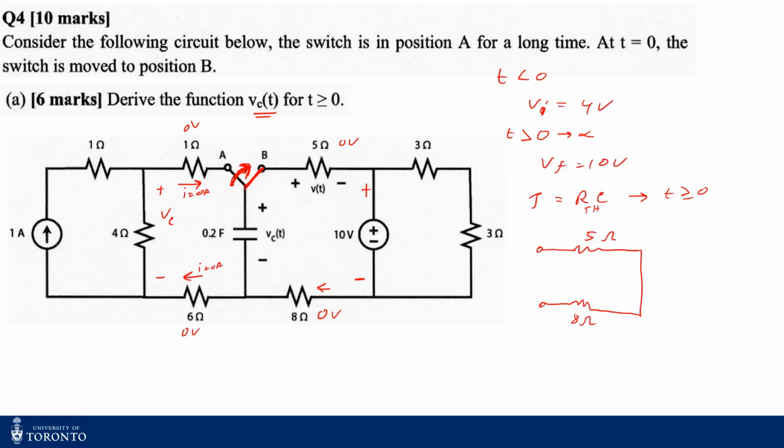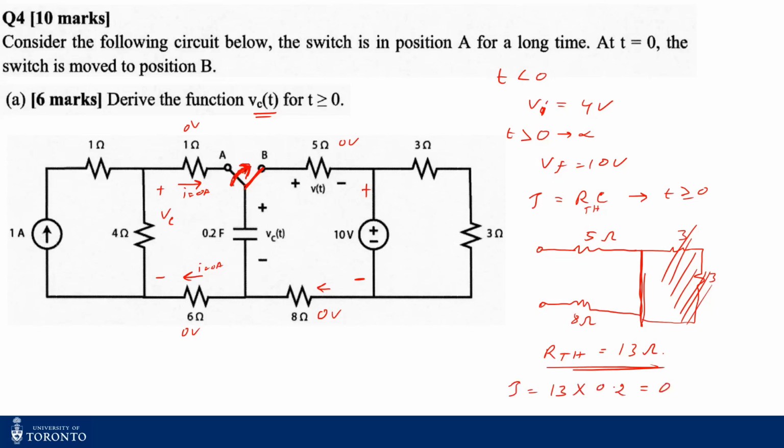8 ohms, right? Now you see, I don't have contribution from these 3 ohms because this is short circuit, right? So this portion is cancelled out. So basically my R Thevenin is just 13 ohms, since my 5 ohms and my 8 ohms are in series. So now what's going to be my tau? My tau is 13 times 0.2, so that's 2.6 seconds. That's my tau. The unit of tau is seconds, right?